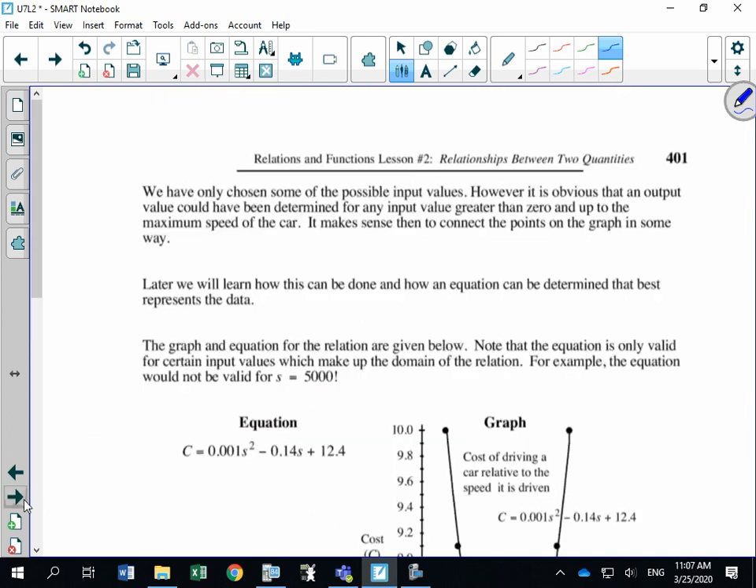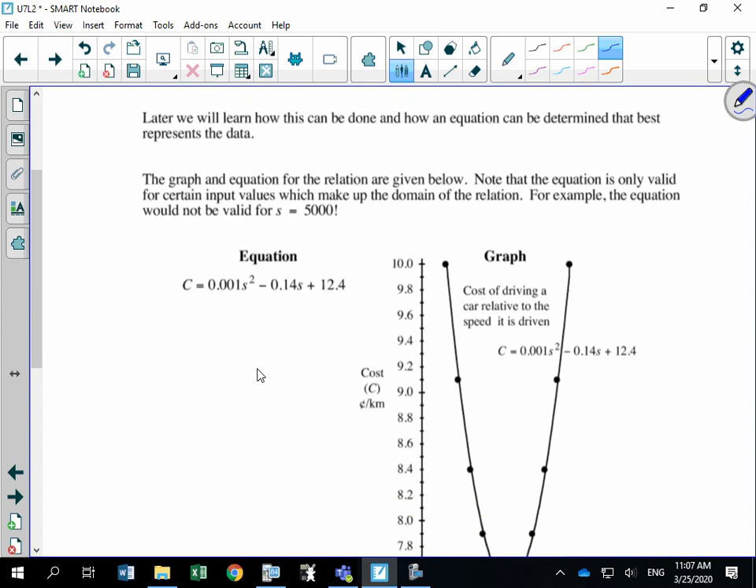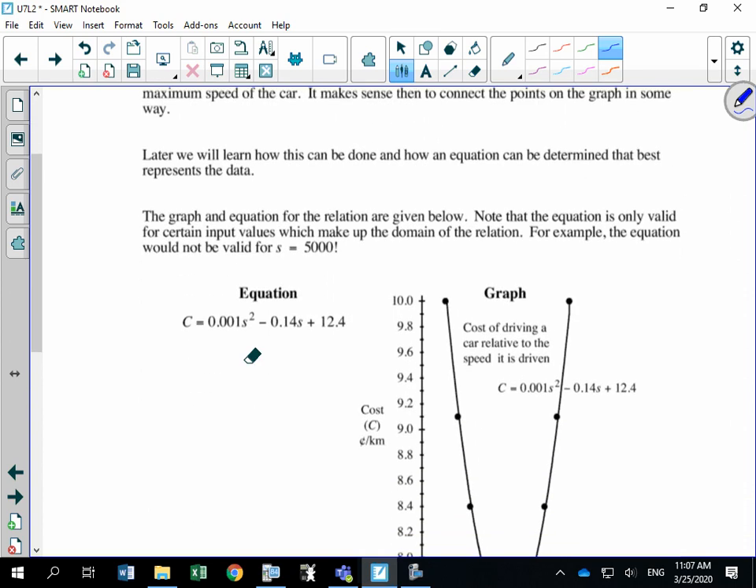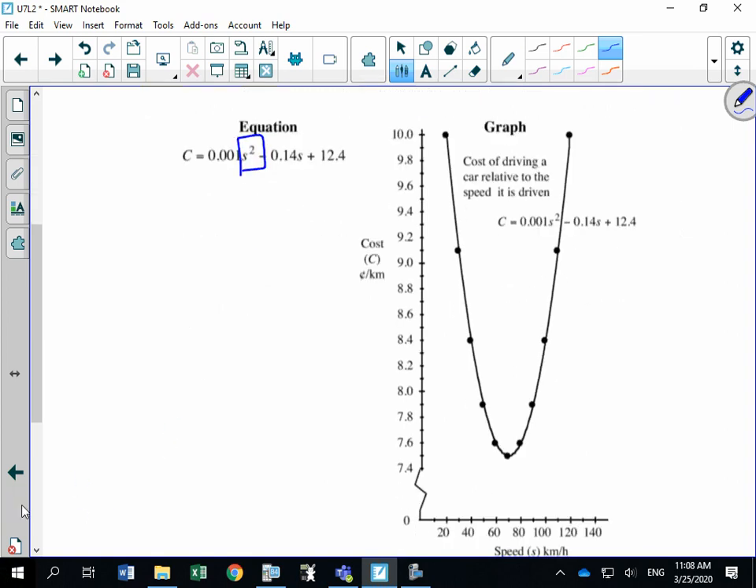We are going to skip this example here because in this unit, we don't have to deal with squared functions. So we're going to skip that class example.